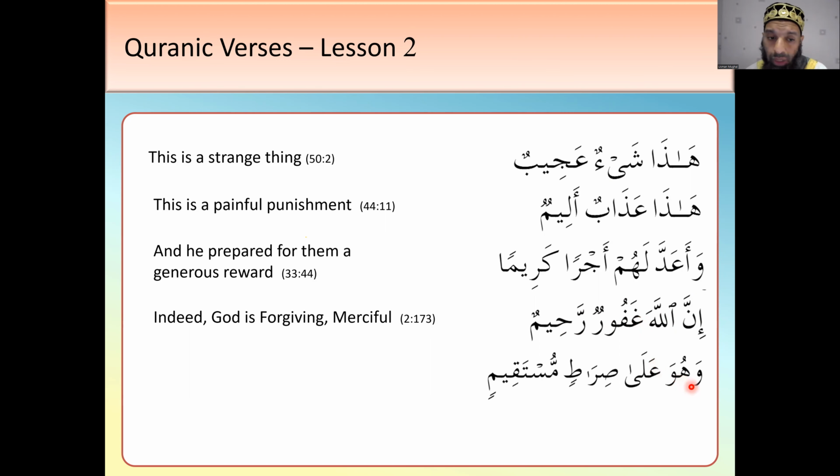Wahwa. Wahwa means and he. Ala means on. Ala. Siratin is a way. Away, yeah? There's no al there. Mustaqimin, straight. Now, this siratun has become siratin because of something that came before it. But now it's become siratin, the mustaqimin. It's going to be mustaqimin. So the adjective is matching the noun. Yes?